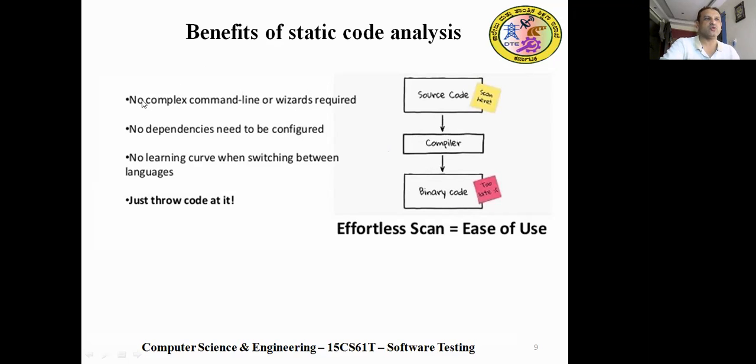The benefits are that no complex command line or wizards are required, no dependencies need to be configured, and there is no learning curve when switching between languages. You just throw code at it. Your input will be your program, whichever language you are using, maybe C, C++ or Java. There are no commands. Just input the code to the tool, and the tool will generate the different types of errors. These are some of the benefits of static code analysis.